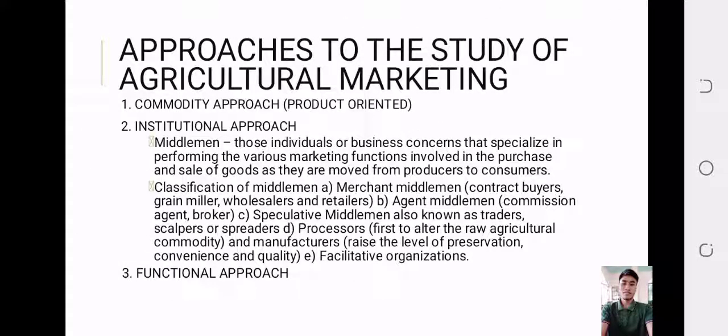Approaches to the study of agricultural marketing. One, commodity approach, product-oriented. Two, institutional approach. There are middlemen. Classification of middlemen: merchant middleman, contract buyer, agent broker, speculative middleman, also known as a trader, scalpers, or spreaders, and processors, which first alter raw agricultural commodities, and facilitative organizations. And the third one is the functional approach.